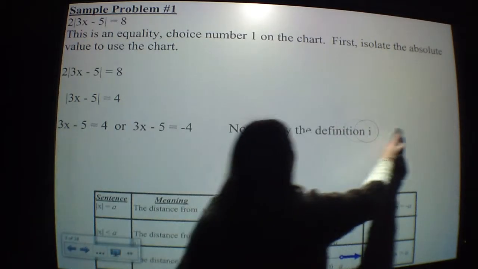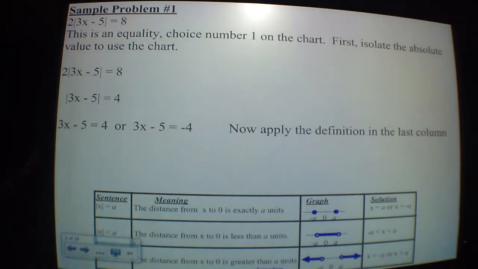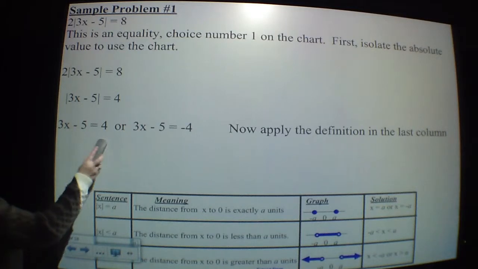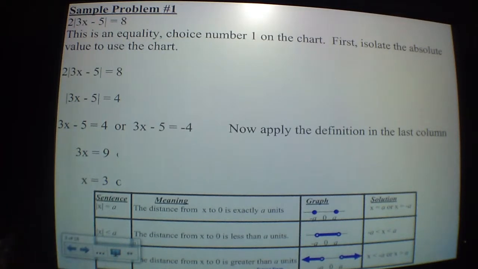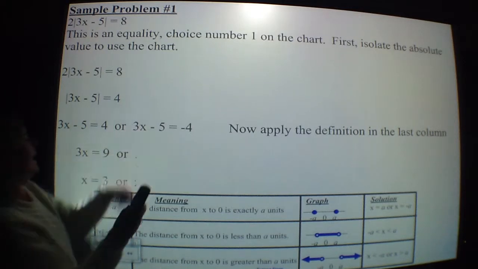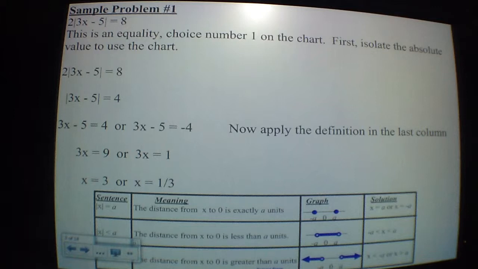So that was from the first. Add 5 and divide by 3. Or add 5, divide by 3. So you get x is equal to 3, or x is equal to 1/3. And those are your two solutions.